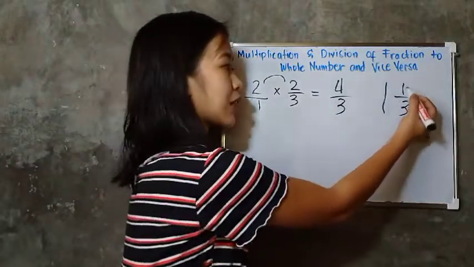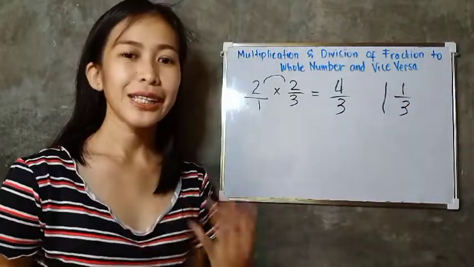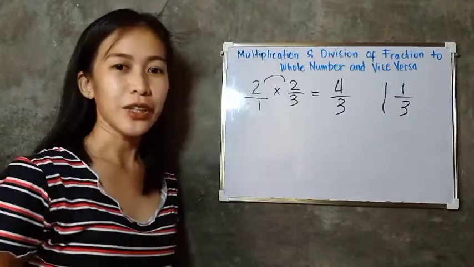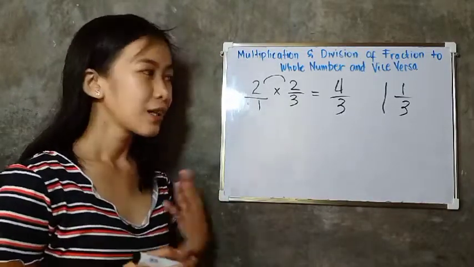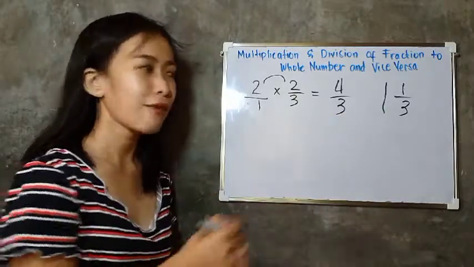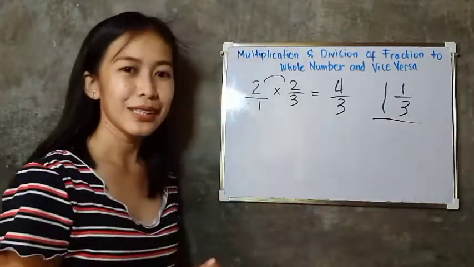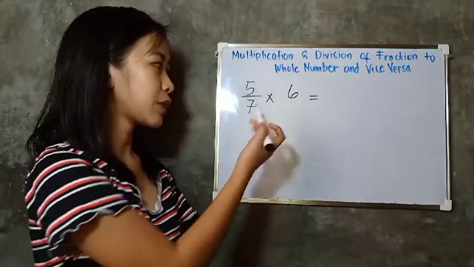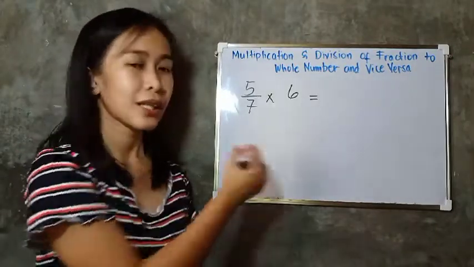And then, yun na yung ilalagay nyo as numerator. And then, yung ating denominator is always kakopyahin nyo lang itong denominator natin. Alright? So, ganun lamang kasimple. That is the final answer. 1 and 1/3. Alright? Okay, so for our second example, we have 5 over 7 times 6.